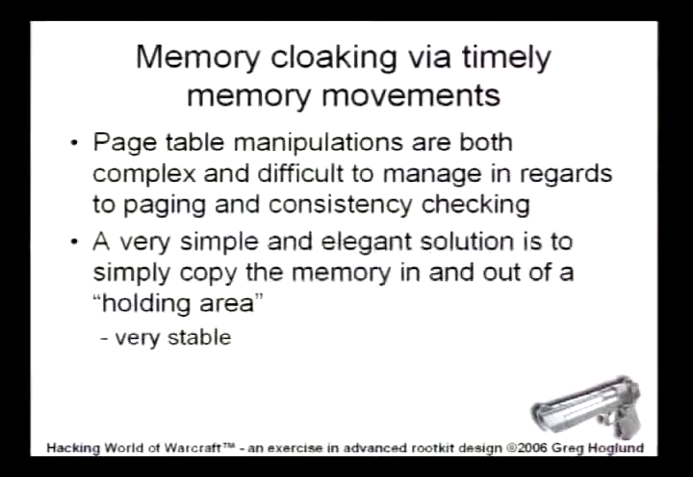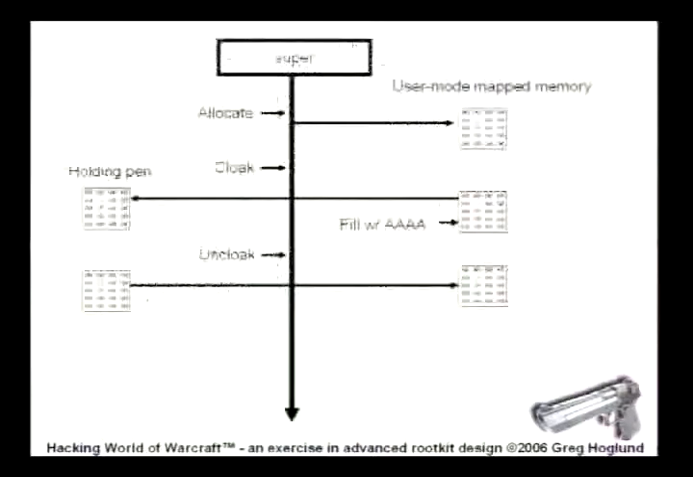This new idea I had was to simply make a 4K memory in non-paged pool, called a holding pen, and when we need to cloak, we overwrite A's all over the memory in user mode, and then when we uncloak, we copy the holding pen over the memory. When we recloak, we copy it back and write the A's back again, so we just move it. And this is very dependable because it doesn't require any changes to the page tables at all.